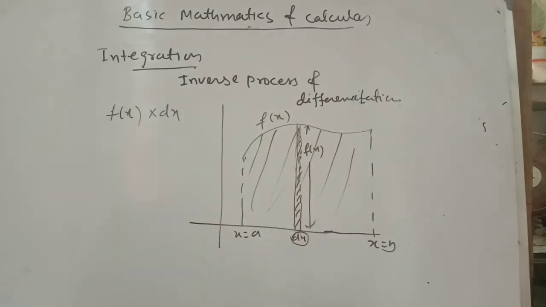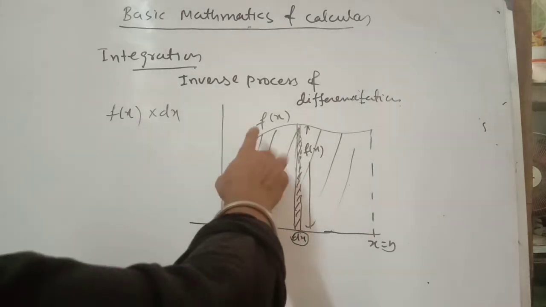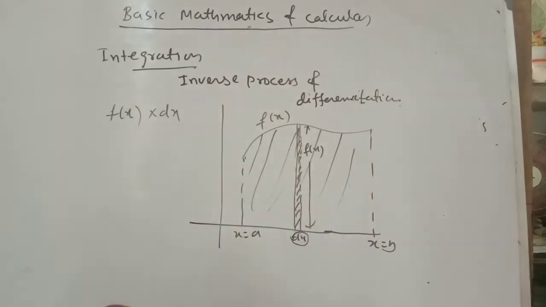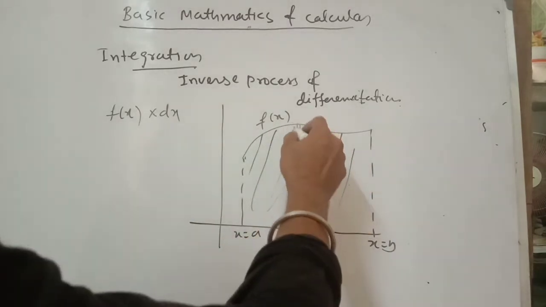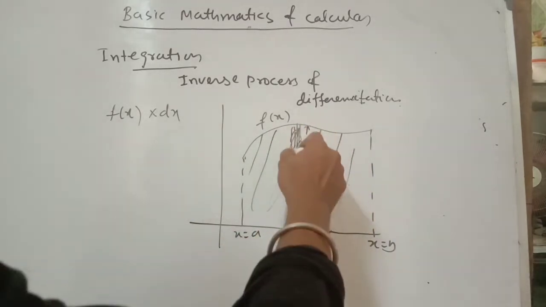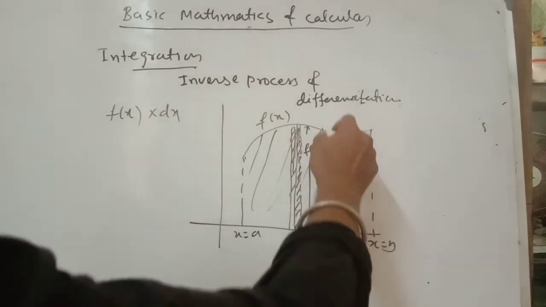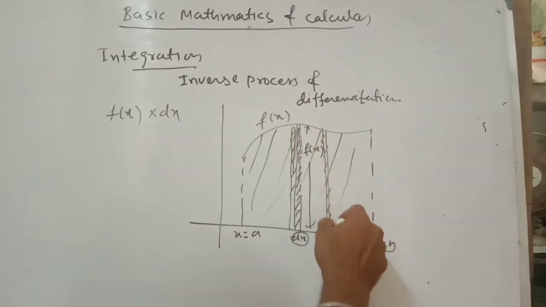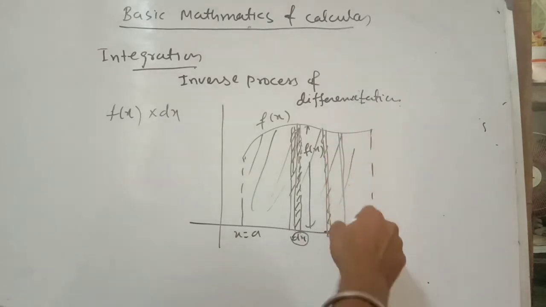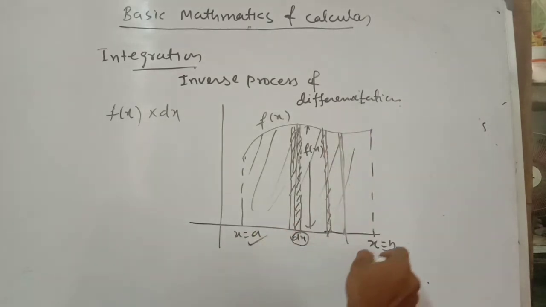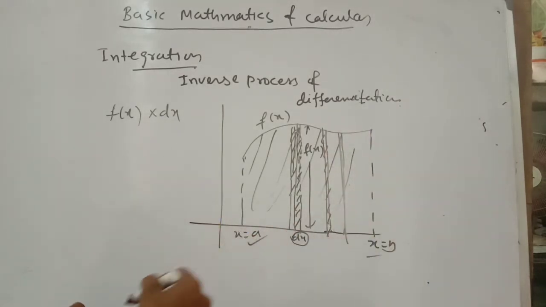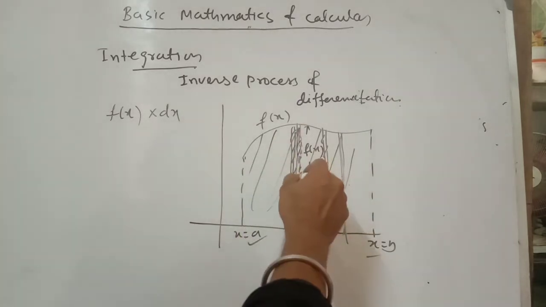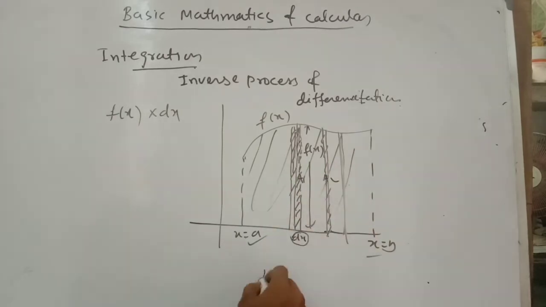Now we are going to find the area under this graph. You can imagine there are many strips like this one, between a and b. So how can you find the area of all the strips? Let the areas be a1, a2, a3, and so on, just a continuous summation of area.